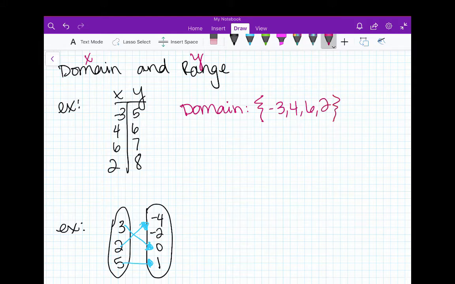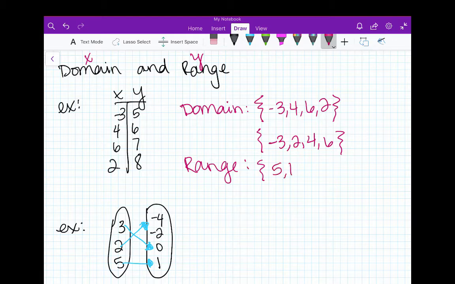Now, I will tell you that it is more correct to actually list these in order from least to greatest and not necessarily in the order that the table gives it to you. So I would actually list this as -3, 2, 4, and 6. My range in order from least to greatest, well, it's actually already in order, is 5, 6, 7, and 8. So that is my domain and my range.